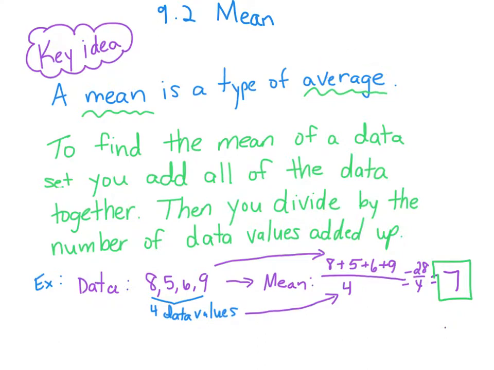To find the mean of a data set, you're going to add all of your data together, and then you'll divide by the number of data values that you added up. So that might look like this. If you have a data set of 8, 5, 6, and 9, then you would add all of those numbers up together, and then you would divide it by 4, because there were 4 data values there. And so 8 plus 5 plus 6 plus 9 is equal to 28, and you would divide that by 4, and that would give you a mean of 7 for this particular set of data.